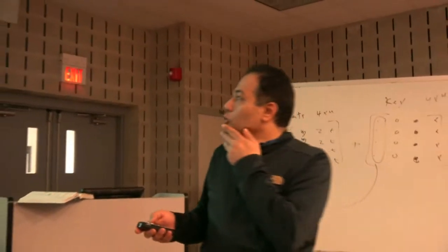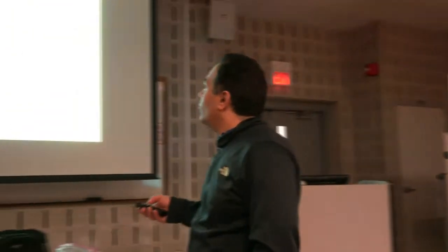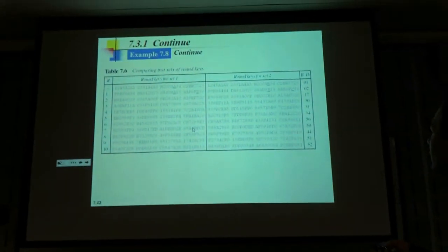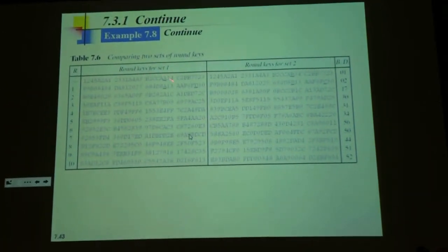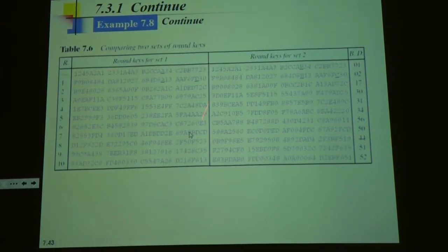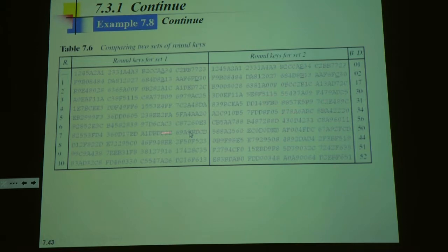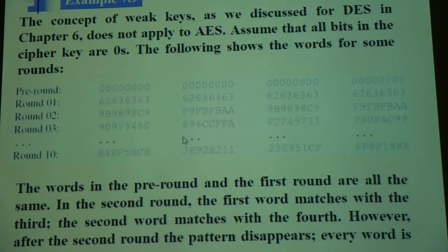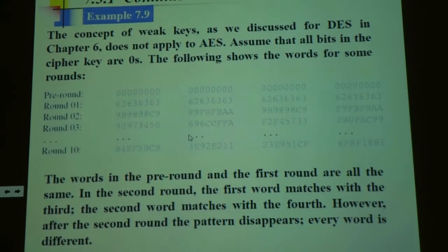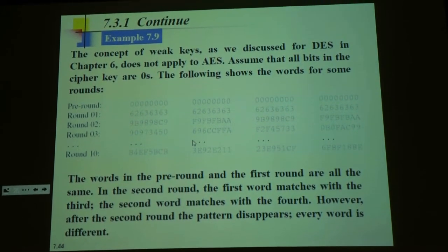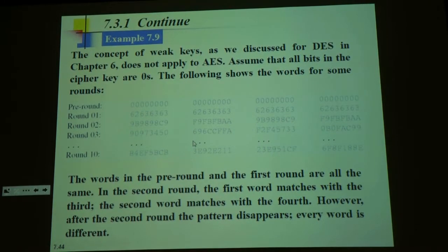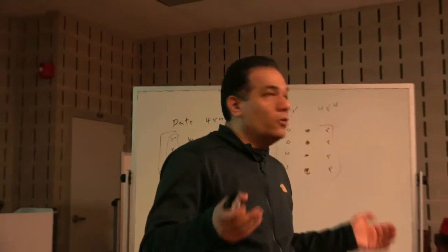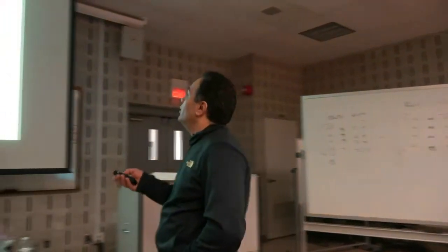All right, so let's use them. When you use them, the round keys for set 1 and set 2 are completely different, as you see, completely different, all the way to the end. So changing one bit in the key, when you generate the other round keys, they are completely different. So diffusion and confusion.